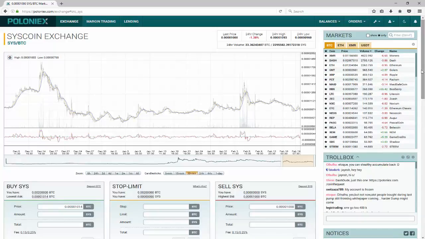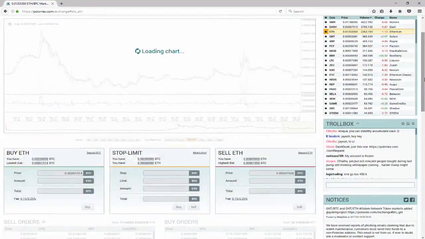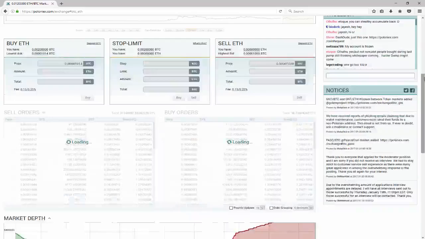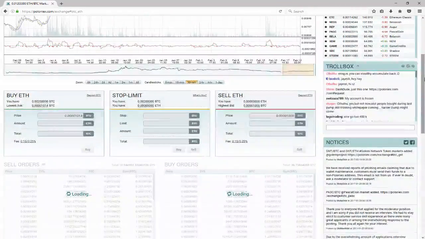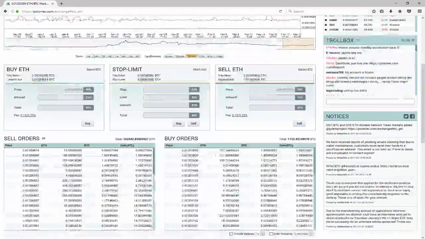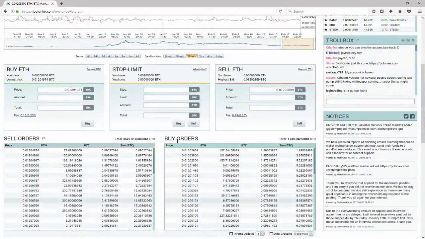So let's say I wanted to purchase a coin. Let's go with purchasing some Ethereum as an example. So we have the order book here. We have the buy orders. It shows the buy support. So there's over 1,000 Bitcoins in buy orders. So these are the bids and these are the asks. These are sell orders. This is the amount of Ethereum that people are trying to sell.